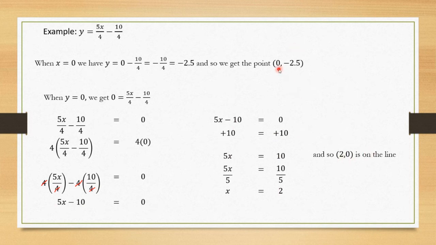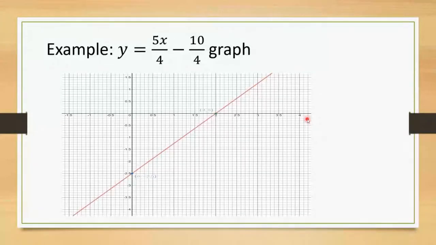Again, I chose one variable to be 0, and I got the other variable. I mean, that's not the only way to do it. But once you get 2 different points on the line, then you can see we can plot them and connect them, as you can see. All right, good. So that's one example.